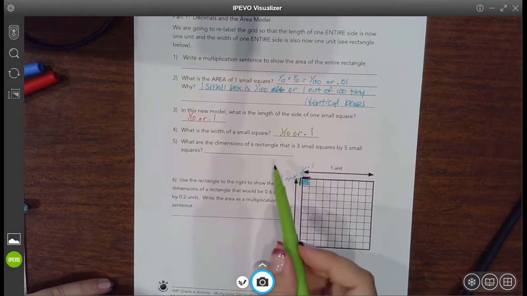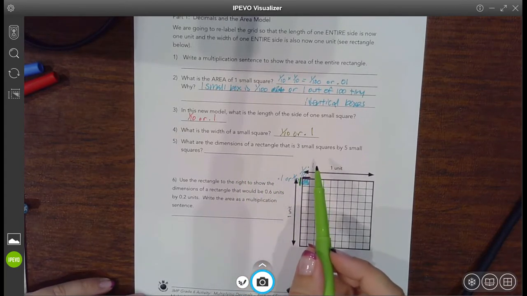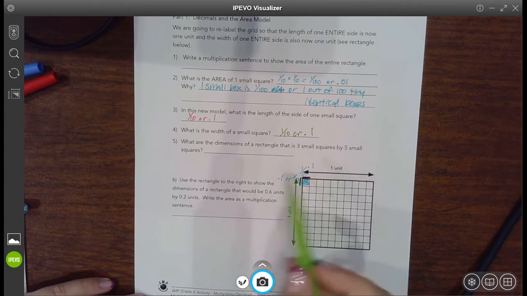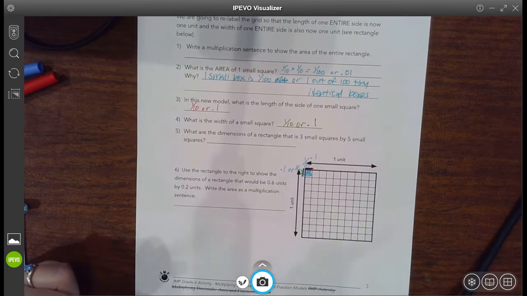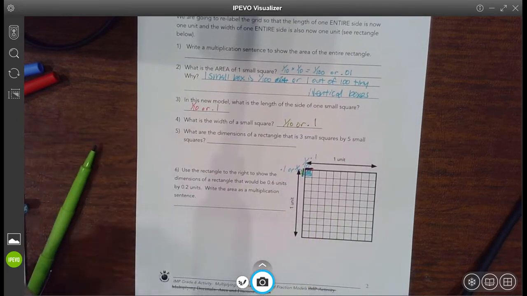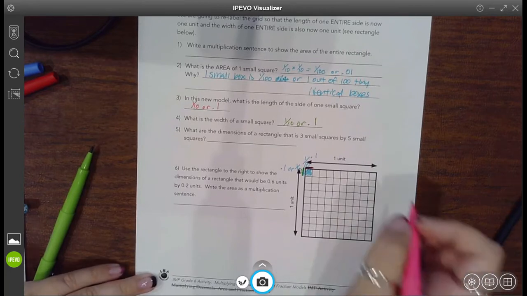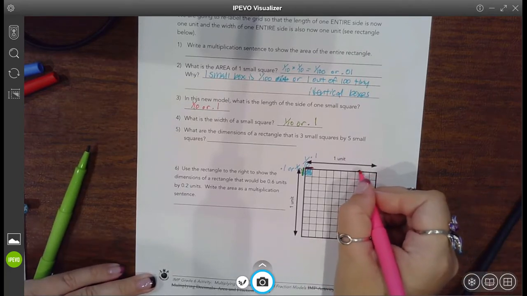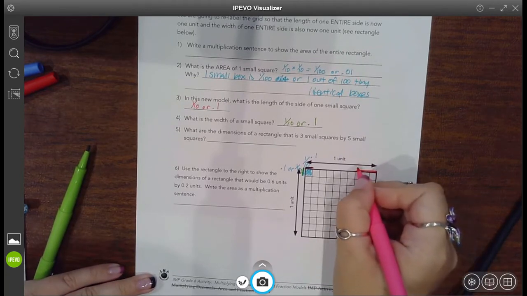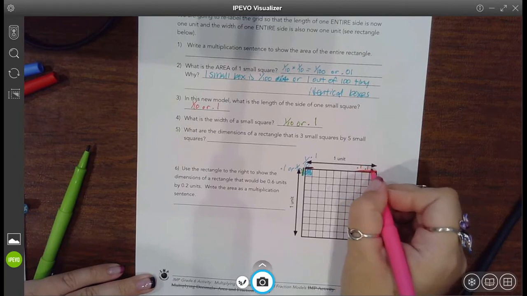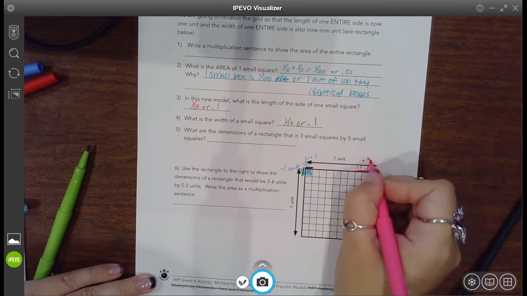So then what are the dimensions of a rectangle that is 3 small squares by 5 small squares? Let's do it over here. 1, 2, 3. So that's 0.1, 0.1, another 0.1. So that's 0.3.